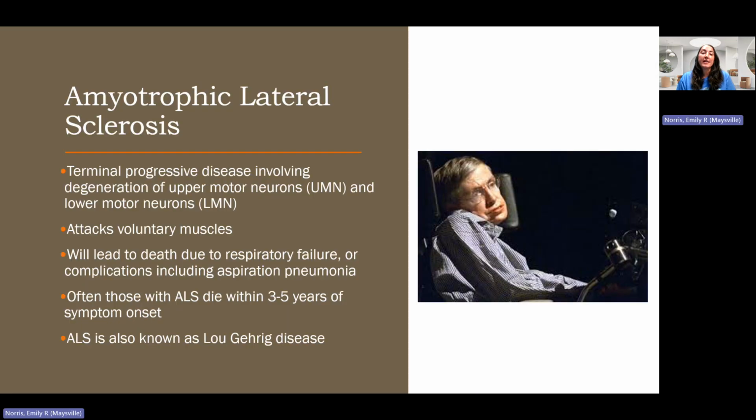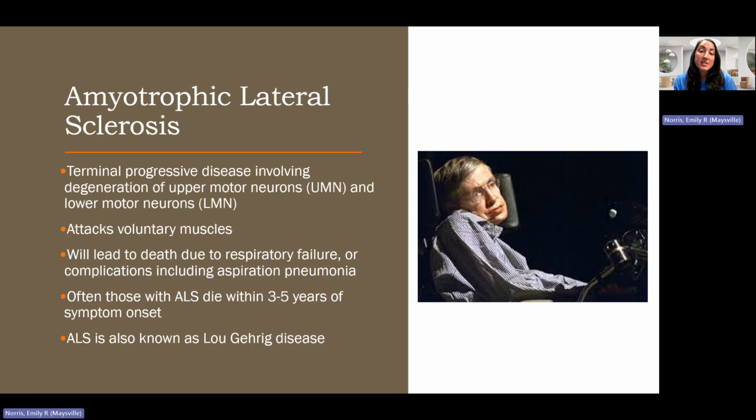Next, we're talking about ALS, or amyotrophic lateral sclerosis. It's also known as Lou Gehrig's disease. It's a terminal progressive disease involving degeneration of the upper motor neurons and the lower motor neurons. So whereas MS is only the brain and spinal cord, upper motor neurons only, this is all the upper motor neurons and lower. So it's the peripheral nerves, it's the cranial nerves, and the brain and spinal cord.